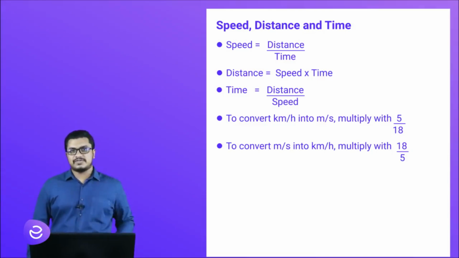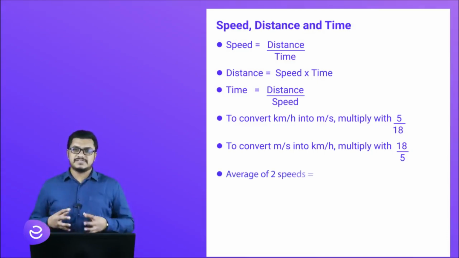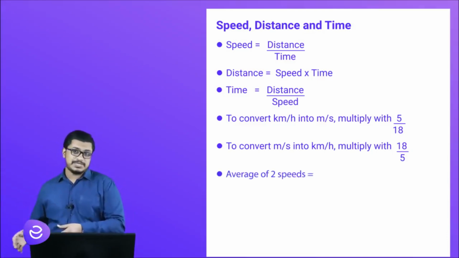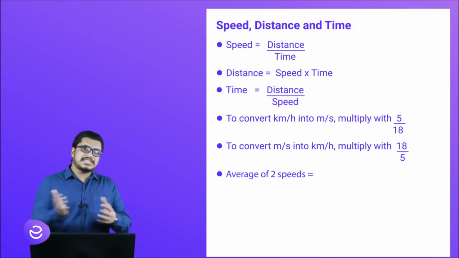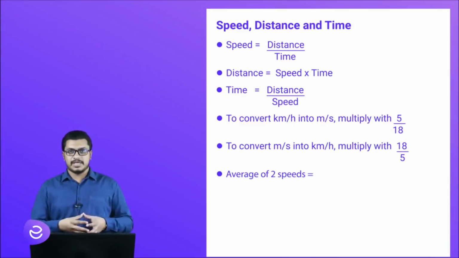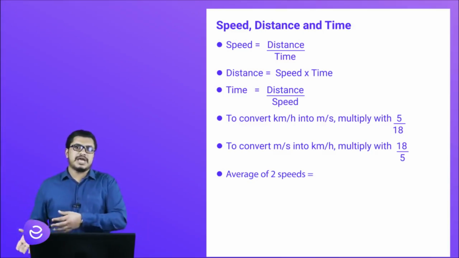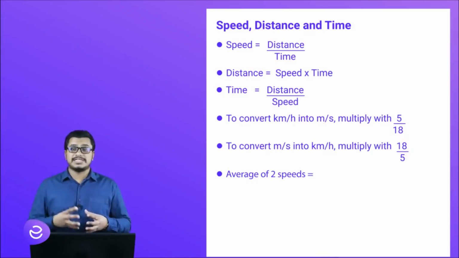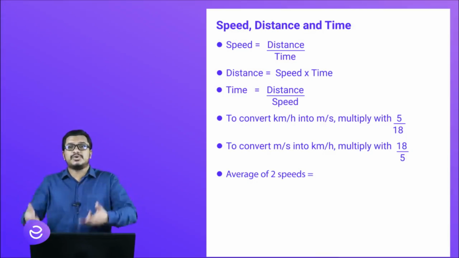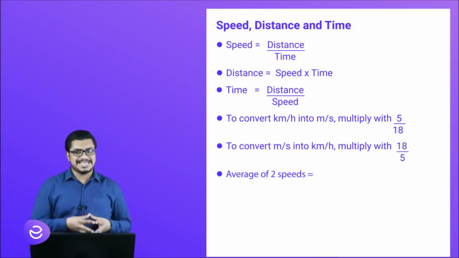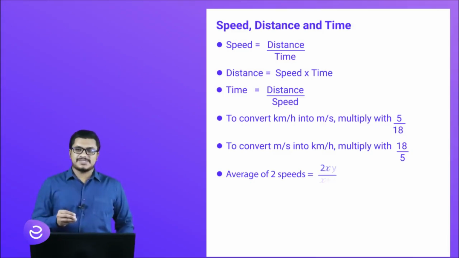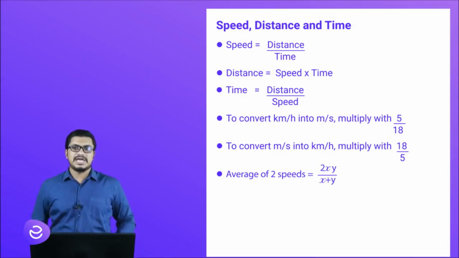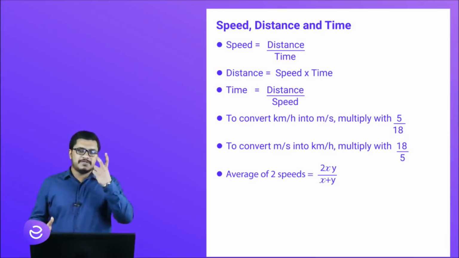Now the second thing we have to understand is how to find the average of speeds. If you have one speed over the same distance, maybe 50 kilometer per hour, and another speed, 55 kilometer per hour, to find the average we can't just add them and divide by the number of observations, because it is speed and it is given in units like kilometer per hour or meter per second. So to find the average of two speeds, we have the equation 2xy divided by x plus y. That is the equation to find the average of two speeds.